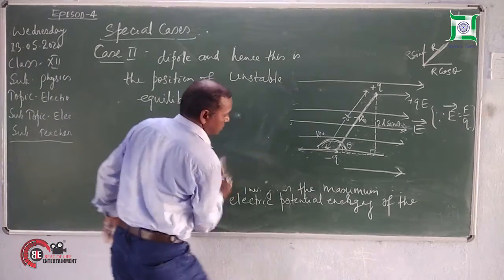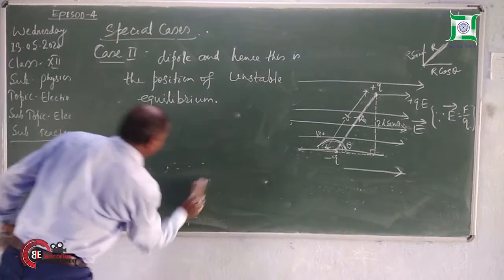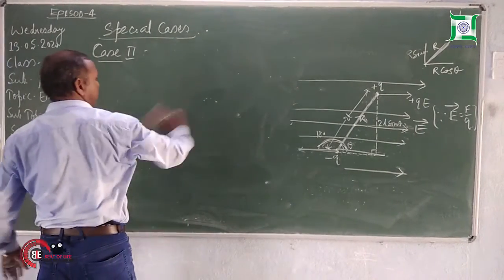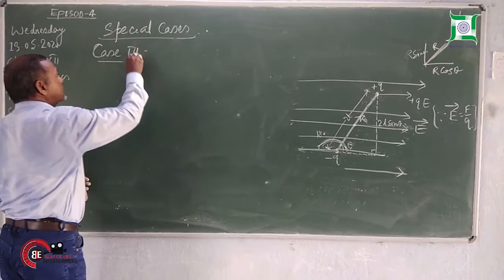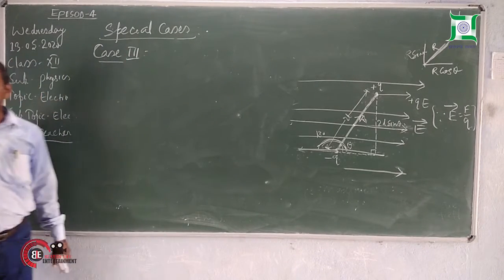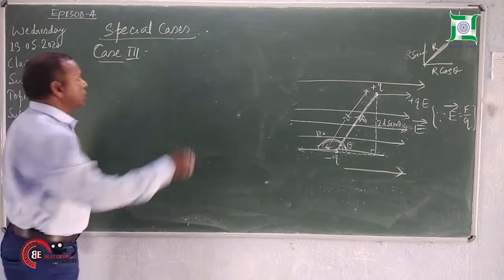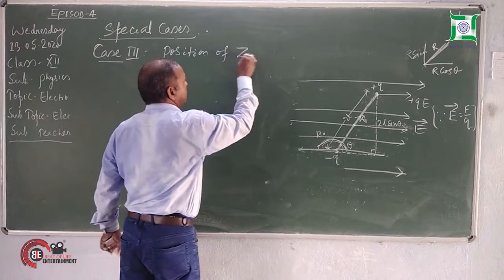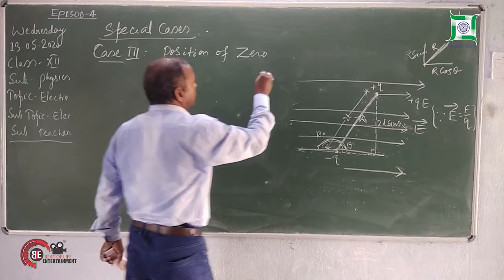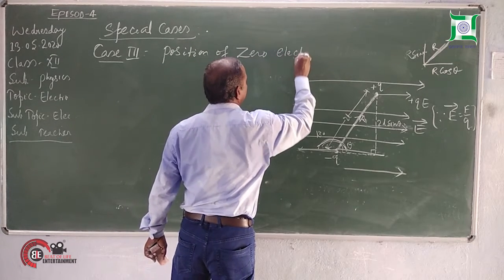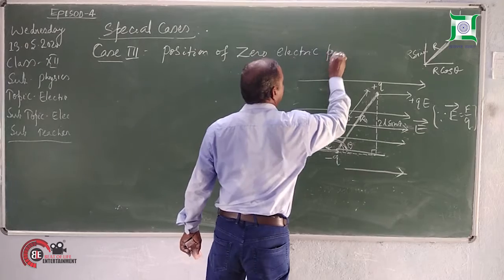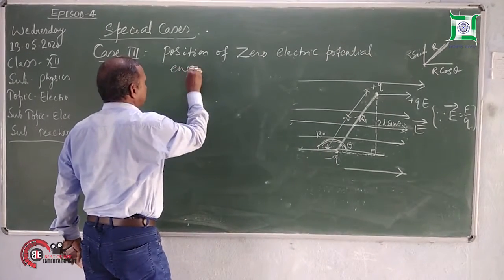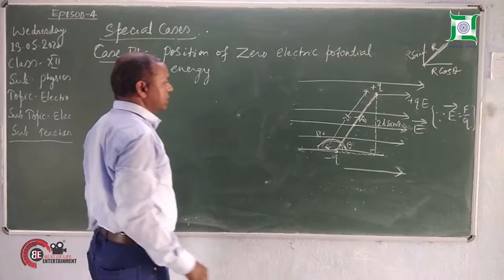Next we discuss the third case. Case 3, special case 3, position of zero energy. Position of zero electric potential energy. When will be the zero potential energy?